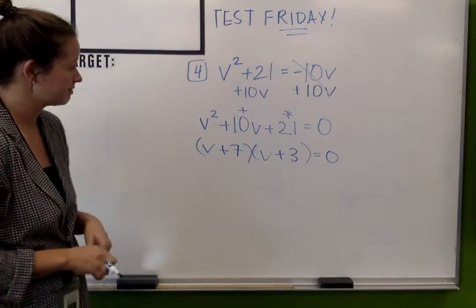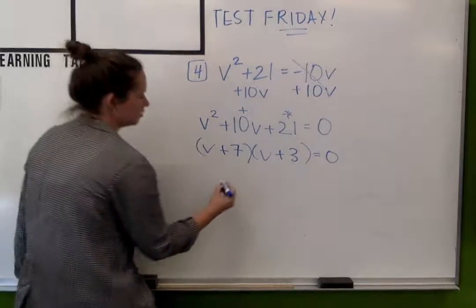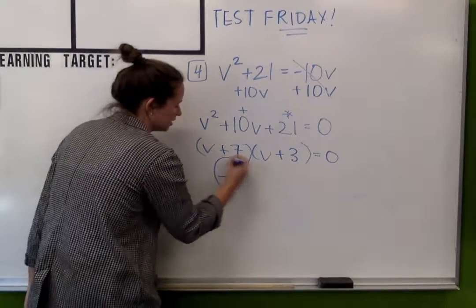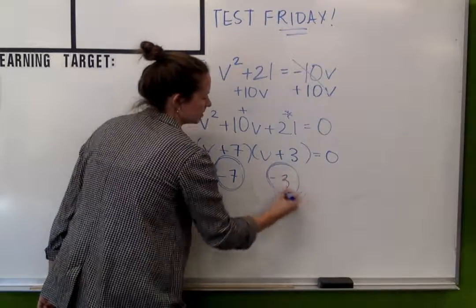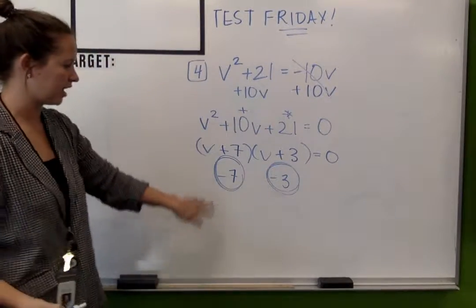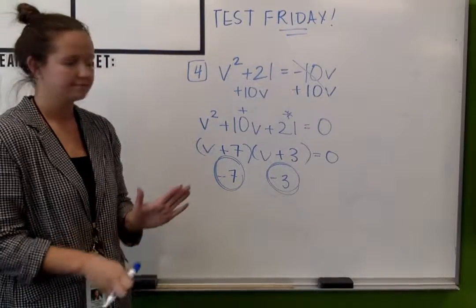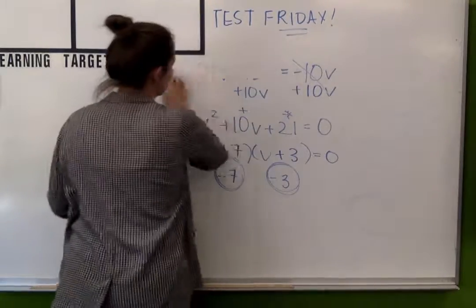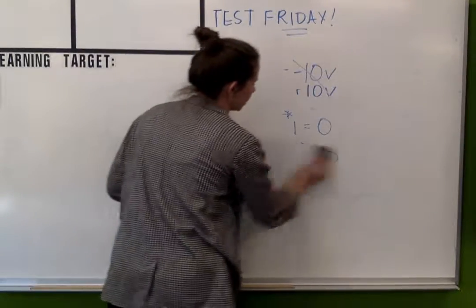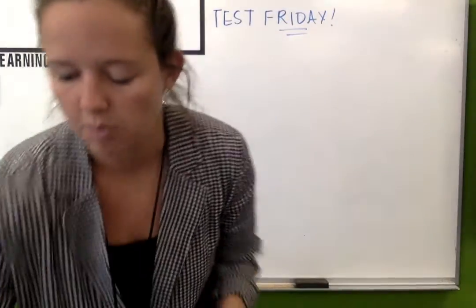Now just solve this. What plus 7 is going to make this 0? Well, negative 7. And then again, what plus 3 makes this 0? Negative 3. So you got to go all the way. So your answer is negative 7 and negative 3 for that one. Cool. All right, last one. It's a quadratic equation. I already did this one at the beginning of class, but I'll do one more.